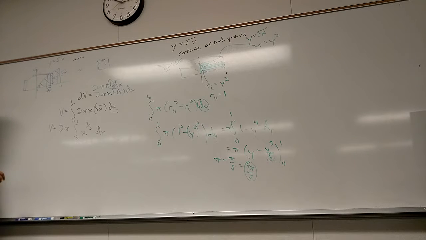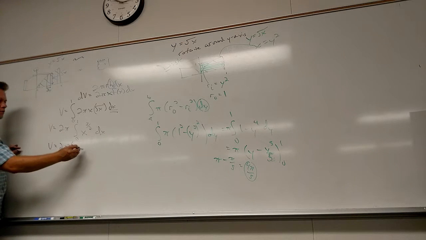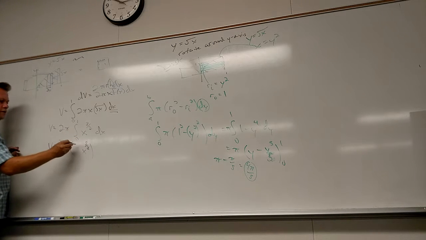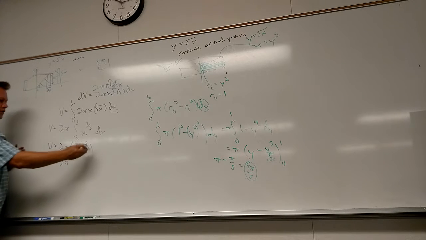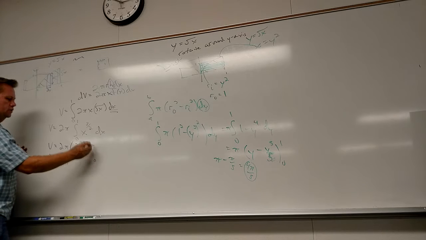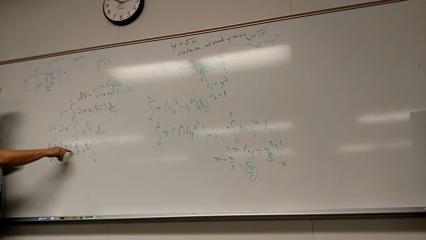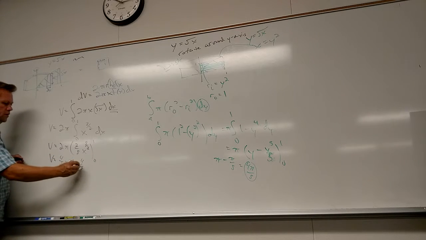We'll use a different pen, or we'll do the rest. So let's see, we get 2 pi, what's the integral of this? X to the 5 halves, and what's in front now? 2/5. So I get 4/5 pi, and this is evaluated from 0 to 1. So I get 4/5 pi, right? Is that cool? Times 1 is 4/5 pi.